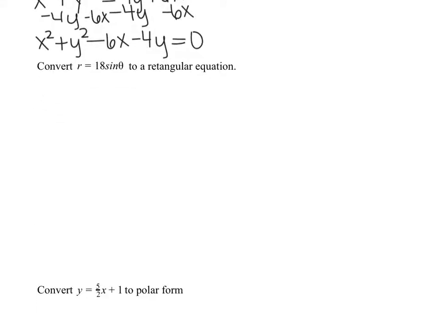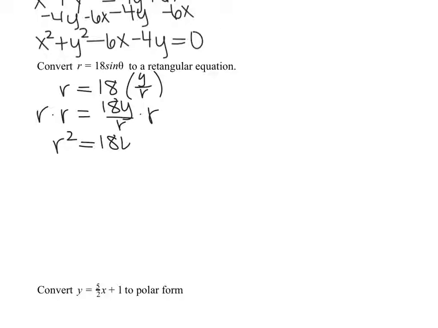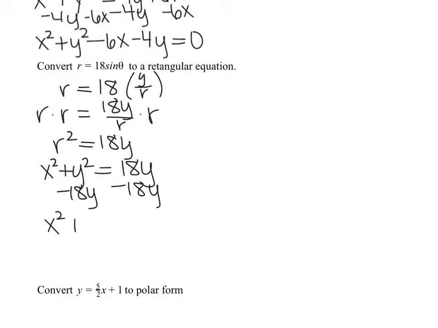So we're going to do the same thing with r equals 18 sine theta, but this time I only have to replace the sine of theta with y over r. So we get r equals 18y over r, and still multiplying both sides by r, we get r squared equals 18y. We're going to replace that r squared with x squared plus y squared, and then our last step is to subtract the 18y. So we end up with x squared plus y squared minus 18y equals 0. And this is still a circle.